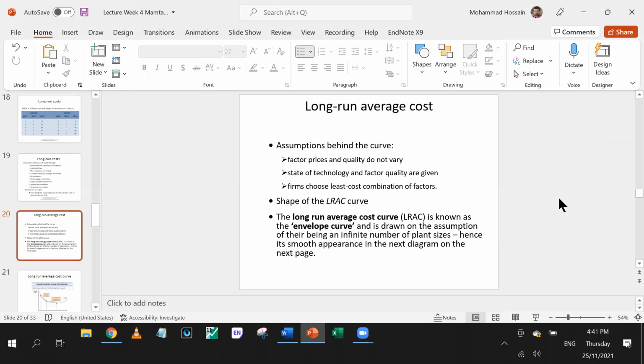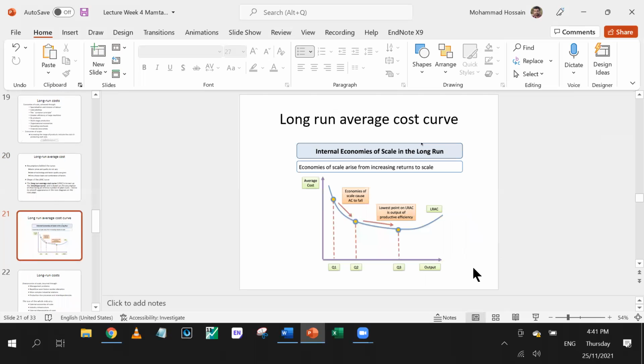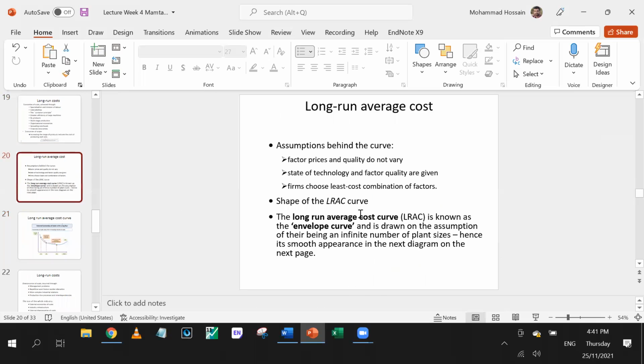So, long run average cost curve. What are the assumptions behind the curve? This is the curve we have. At first it goes down, then it stays flat, and slowly it starts to increase, like an envelope. We sometimes call it that. So these are the assumptions held behind this curve.